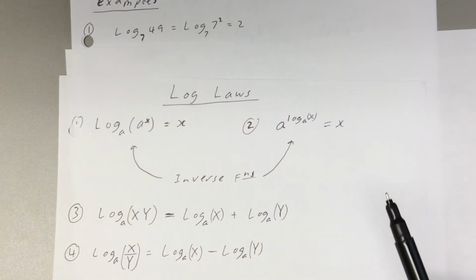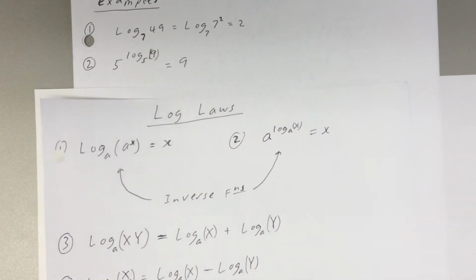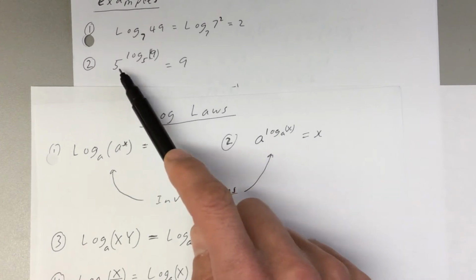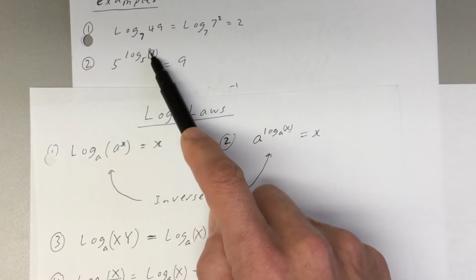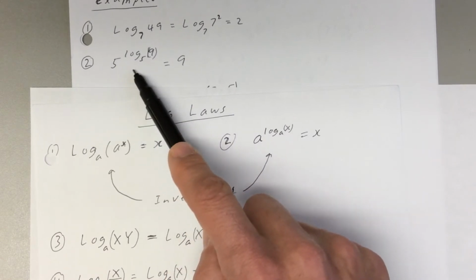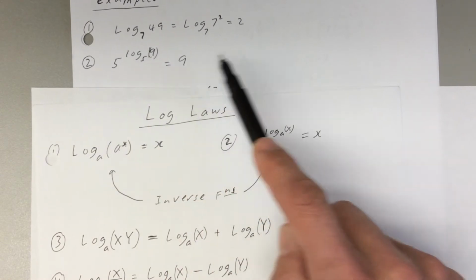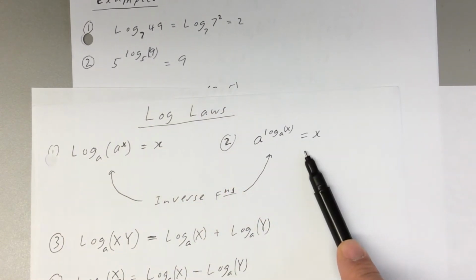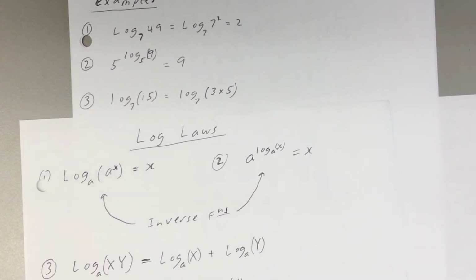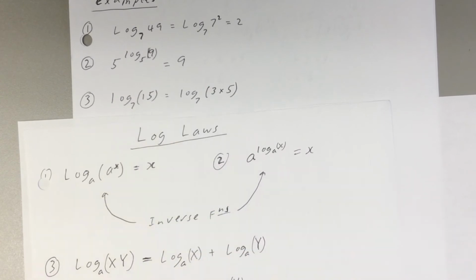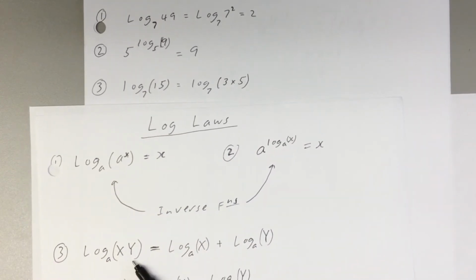Now we're going to look at one for the next law: 5 to the log base 5 of 9. These two undo themselves, and you end up with just 9. So that's the second one here. Now, what about this one? Log base 7 of 15. That's this law here.